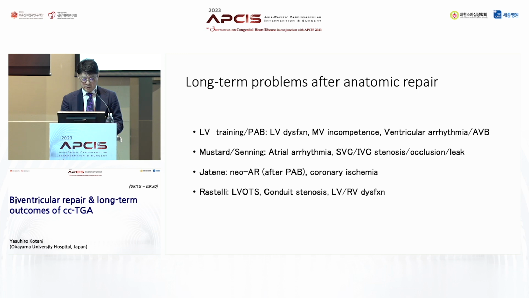So the biventricular repair for cc-TGA has potential long-term problems. In patients having anatomic repair after LV training, LV dysfunction, mitral valve incompetence, ventricular arrhythmia, and AV block are issues. For the Mustard and Senning procedures, atrial arrhythmia, SVC-IVC stenosis or occlusion, and baffle leak. The Jatene procedure has a risk of neo-AR, especially after PA banding, and also coronary ischemia. After the Rastelli operation, as you know, LVOT stenosis, conduit stenosis, and ventricular dysfunction are issues.